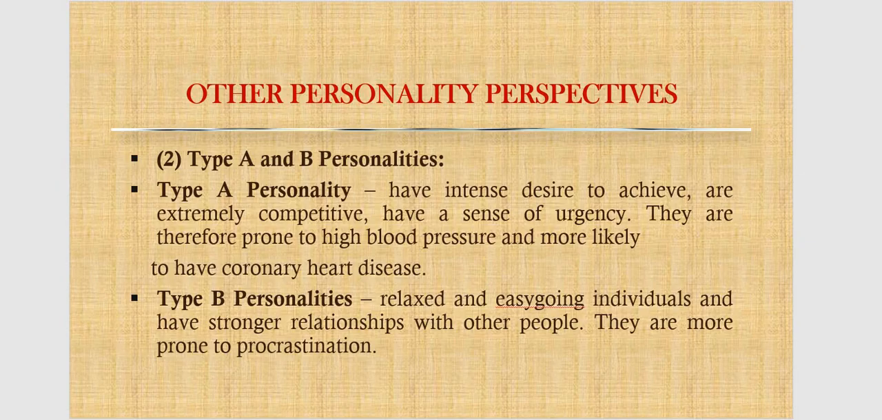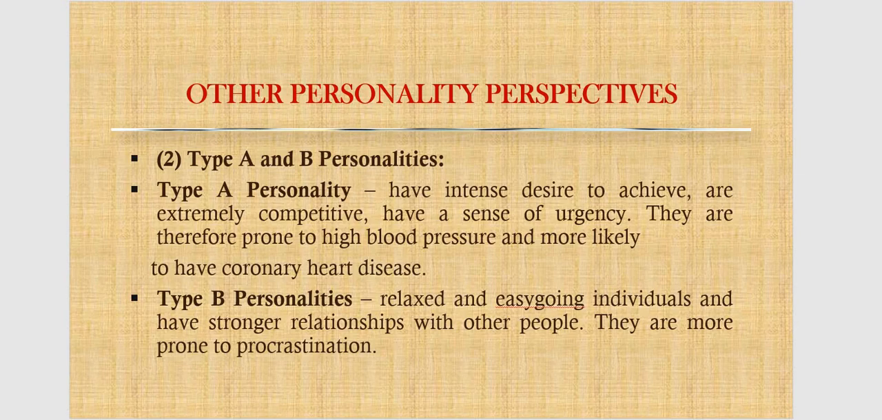Then when you talk about type B personalities, here they are relaxed and easygoing individuals and have a stronger relationship with other people. They are more prone to what? Procrastination. So they always need some people to work with. Let's say in an organization, if you give them separate jobs, those that are type B personalities always want to form what? Groups. Do you get it?